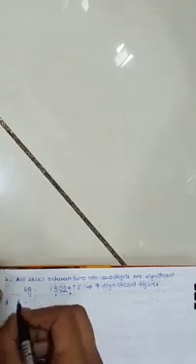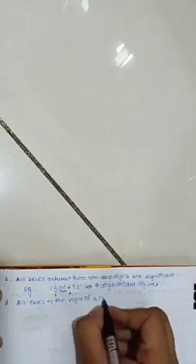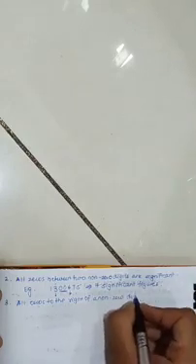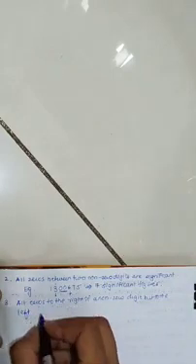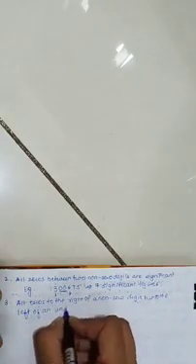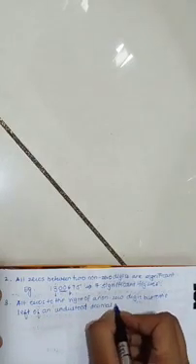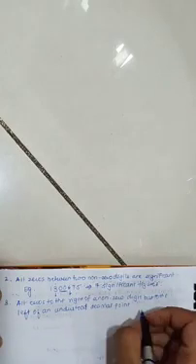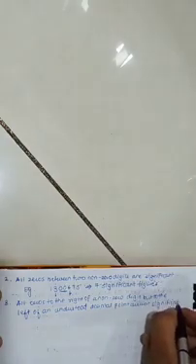Moving to the third rule. All zeros to the right of a non-zero digit but to the left of an understood decimal point are not significant. What is the meaning of this?